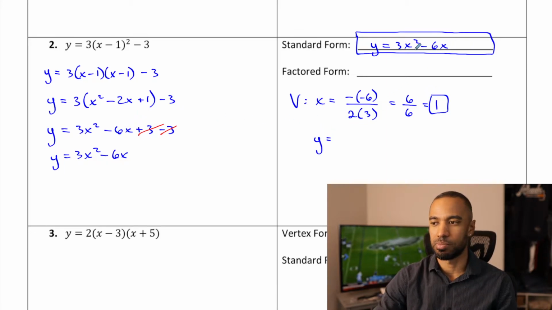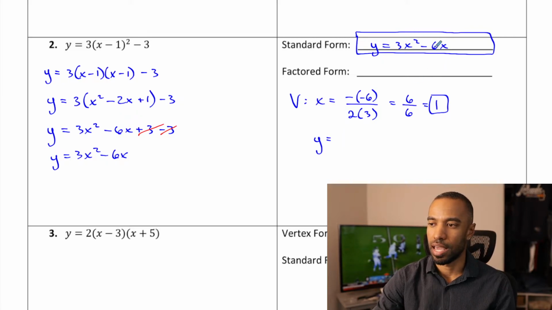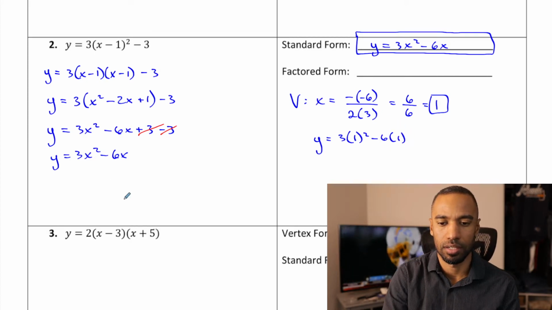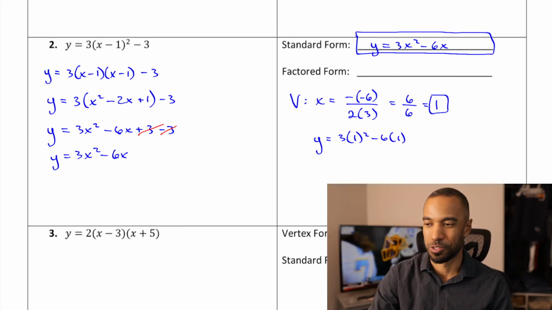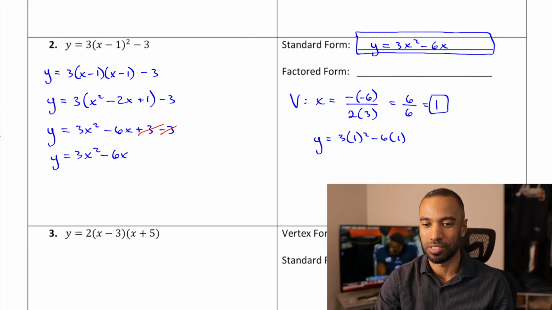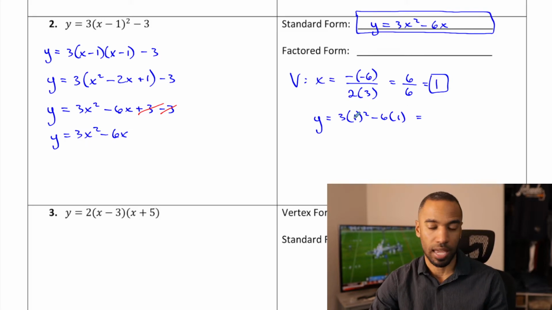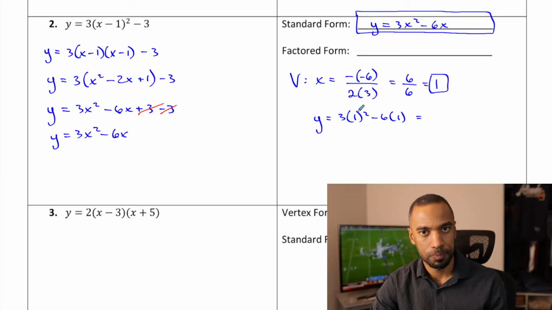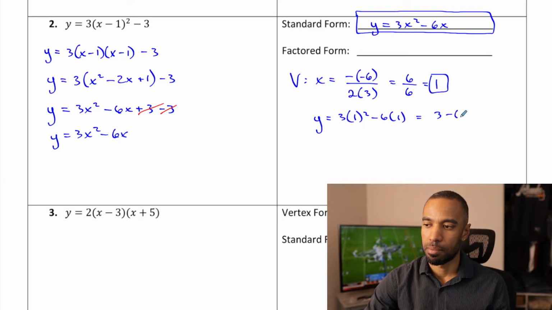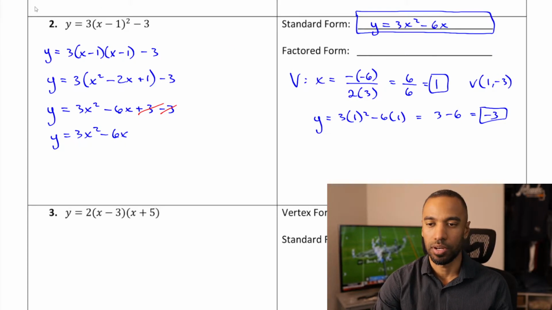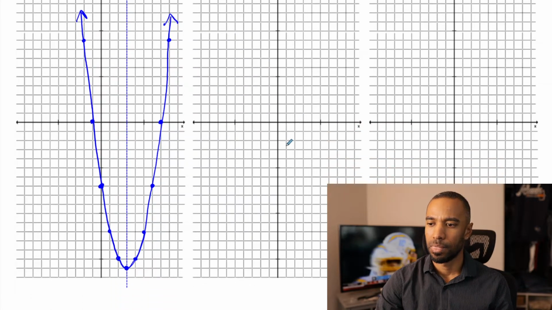And the y value of the vertex is obtained by substituting 1 into the x values here. So it's 3 times 1 squared minus 6 times 1. Order of operations again, guys: we do 1 squared first. 1 squared is 1, times 3 is 3, and then minus 6 times 1 is negative 6. So negative 3 is the y value. So your vertex is at 1, negative 3. And that's where I'm going to first plot this point. So I'm going to start at 1, negative 3 like that.